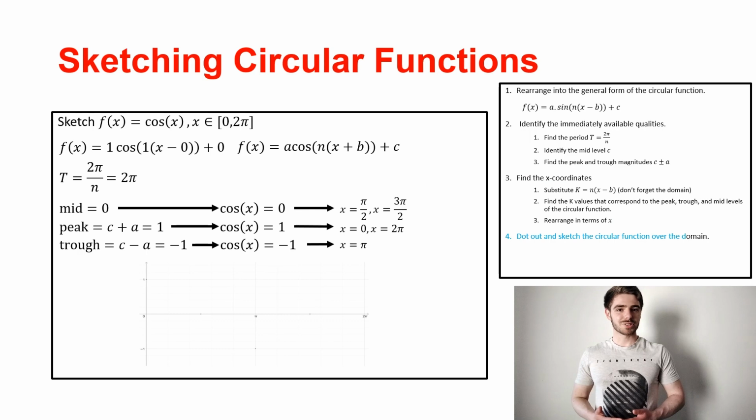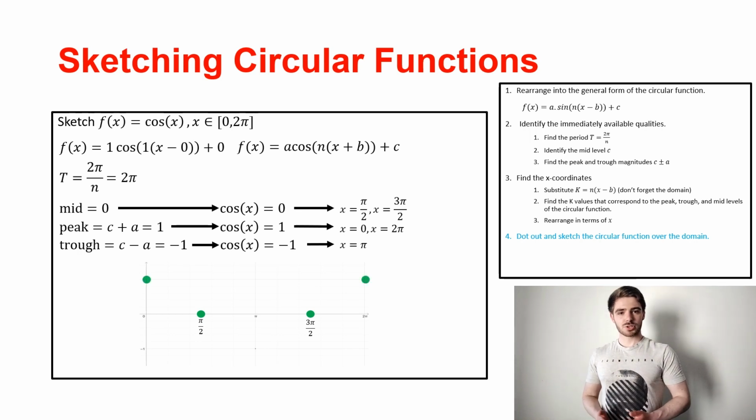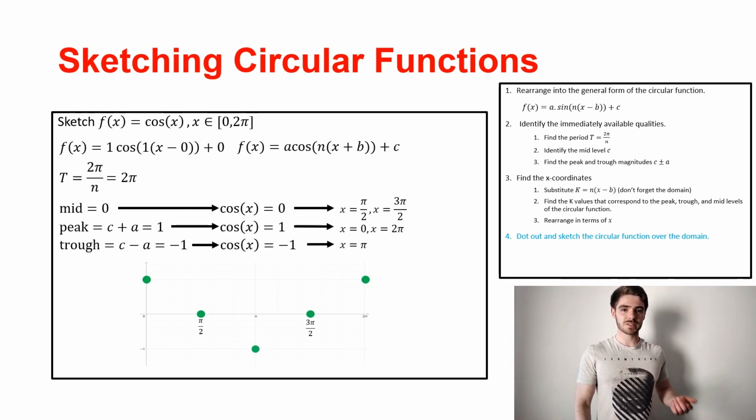We're going to start by dotting out all of the key features. Starting with the mid-level, we know that the mid-level occurs at pi on 2 and 3 pi on 2, and it has a value of 0. We know that the peaks occur at 0 and 2 pi, and that they have a value of 1. And we know the trough occurs at pi and has a value of negative 1. Now all we have to do is draw a nice little curve that connects all of these dots.